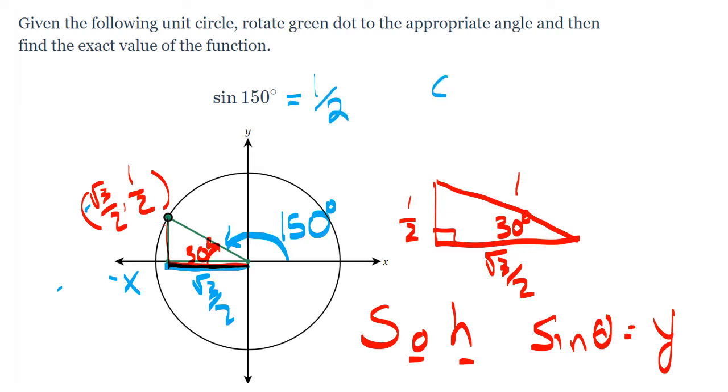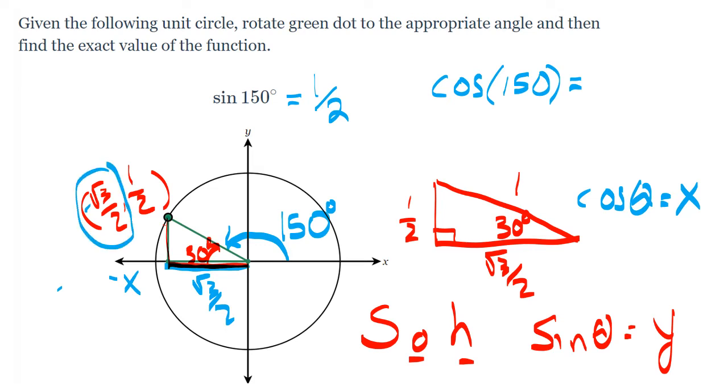Now, if it did ask, it didn't on this one, but let's say it did ask for the cosine of 150. So again, the cosine of an angle is equal to the x coordinate. And so in this case, the x coordinate is negative square root of 3/2, and so that would be your answer: negative square root of 3/2. All right, so we've got to start paying attention to the signs.